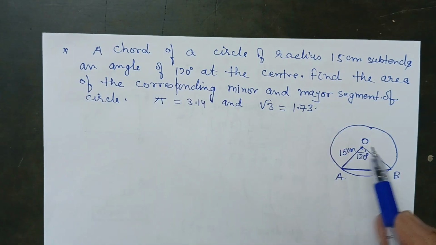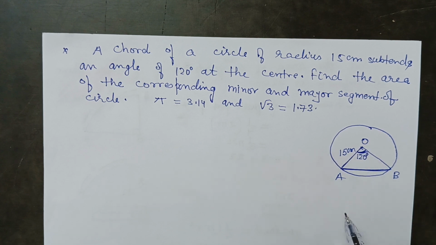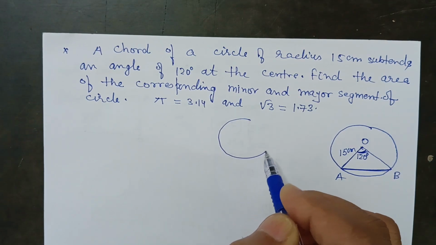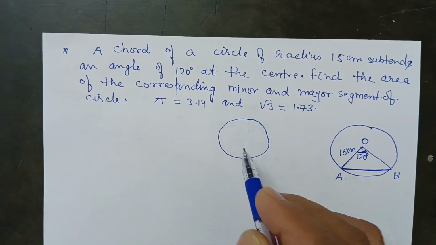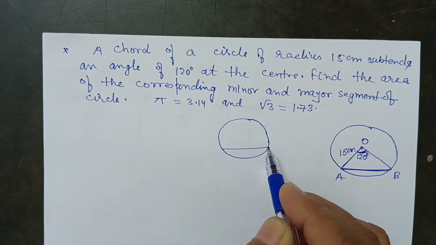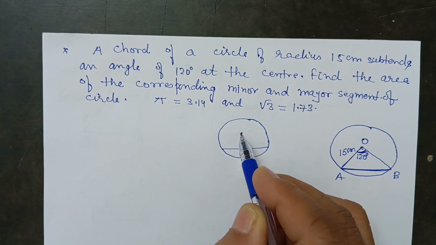Subtends an angle of 120 degrees at the center. We are to find the area of the corresponding minor segment and major segment. Now the very first question, students, arises here: we must know which one is the major segment and which one is the minor segment.